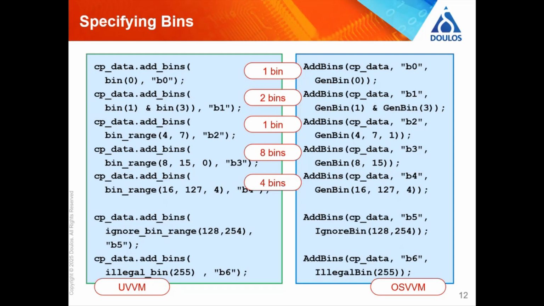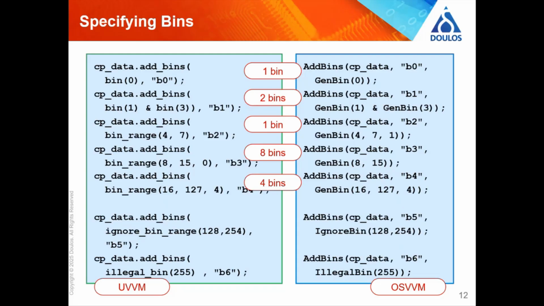So the first examples up there are the addBins method for UVVM and the addBins function for OSVVM. We're generating just a single bin. We just want 1 bin, we've called it B0. The second example, we're adding 2 bins for specific values. So in this case, 1 and 3. The syntax differs slightly, but the idea is the same. In the third example, we want to add 1 bin that covers a range of values from 4 to 7 inclusive. Doesn't include 7, this is not Python. So we have just 1 bin for that whole range.